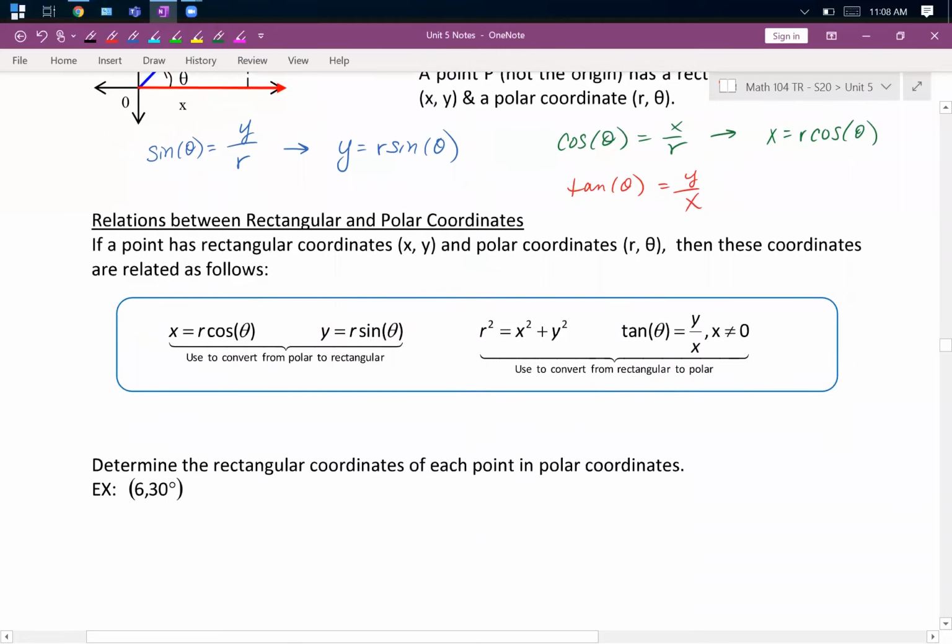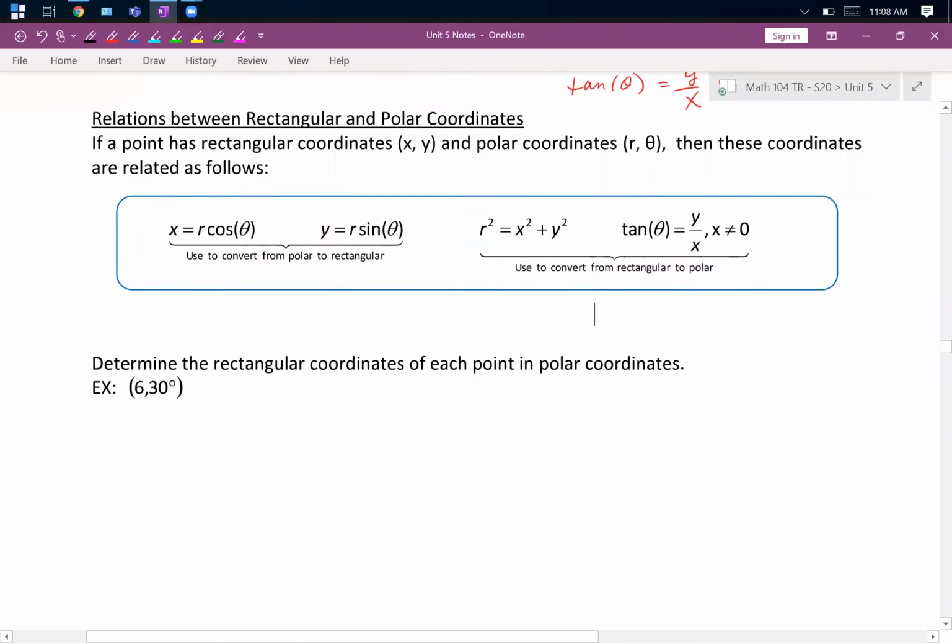We're going to use these relationships to convert back and forth between rectangular and polar coordinates. The first two we typically use to convert from polar to rectangular, and the second two we typically use to convert from rectangular back to polar. So we want to determine the rectangular coordinates of each point given in polar coordinates. So we're converting from polar to rectangular.